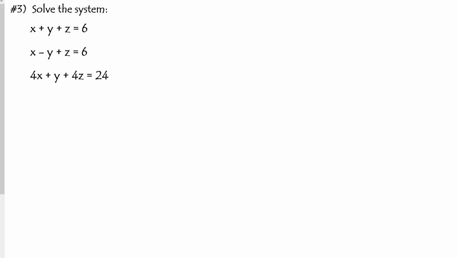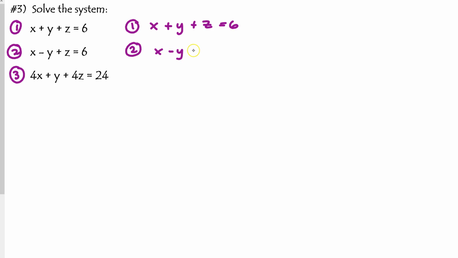Okay, here's number 3. Let's do the same thing. In fact, if you want to pause the video and work it out and then resume and see how you did, go ahead. I'm going to do something kind of slick here. I'm going to eliminate two variables at once. I'm going to take equation 1 and equation 2 and subtract them. You could also multiply one of them by a negative and add them if you don't trust yourself with subtracting and getting all the signs right.